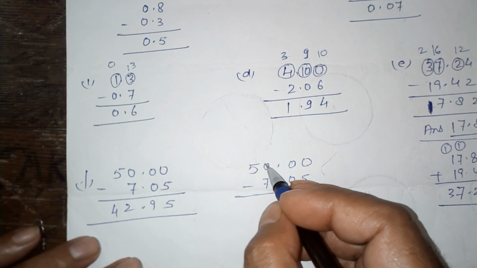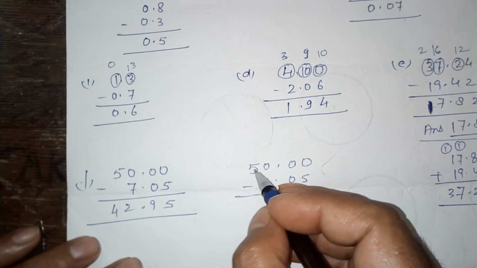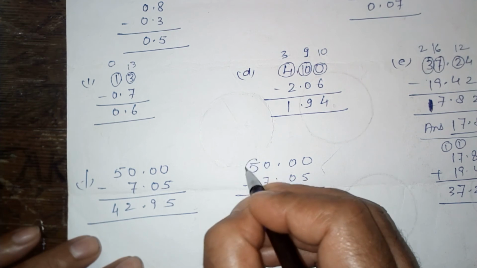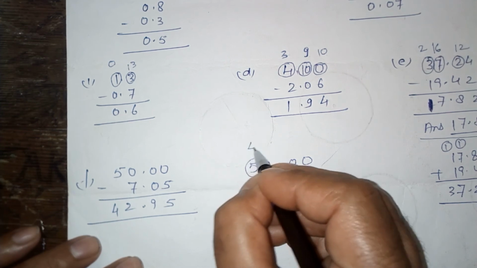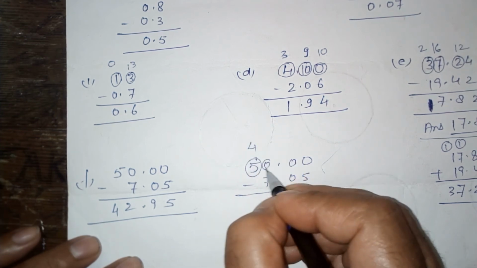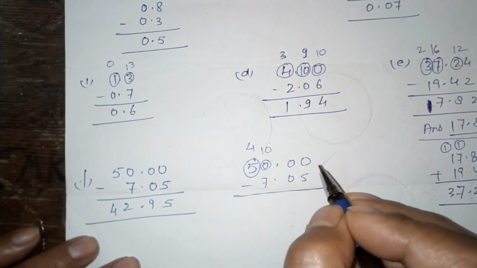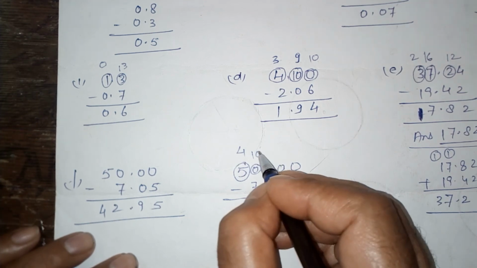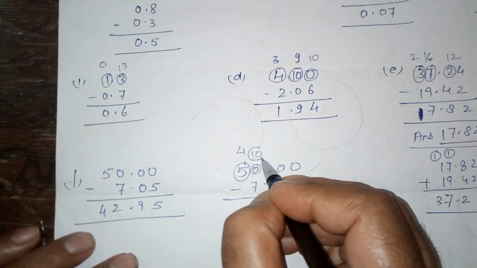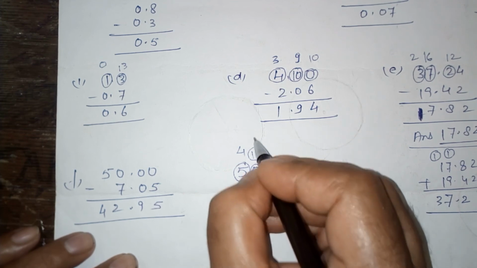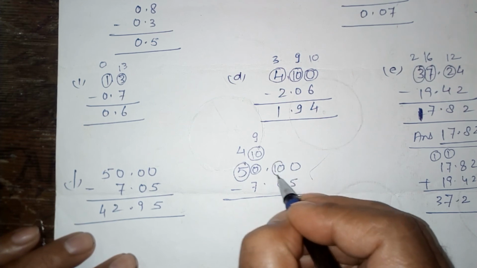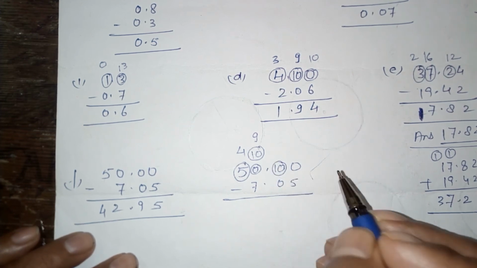Again, this 0's neighboring number is 5, so we borrow one from 5. When we borrow one from 5, then this 5 is converted to 4 and this 0 is converted to 10. Okay, then after that, what will you do? Again we borrow one from 10. When we borrow one from 10, then this 10 is converted to 9 and this 0 is converted to 10.